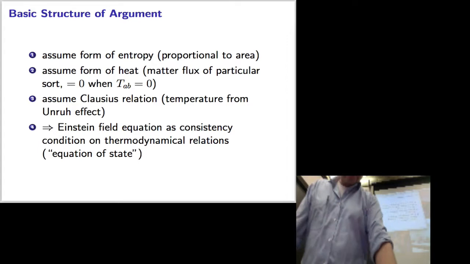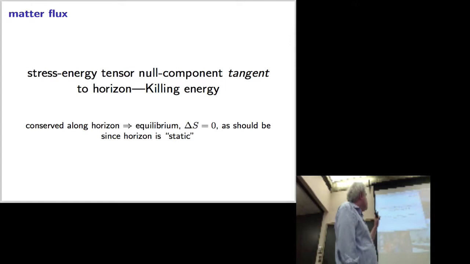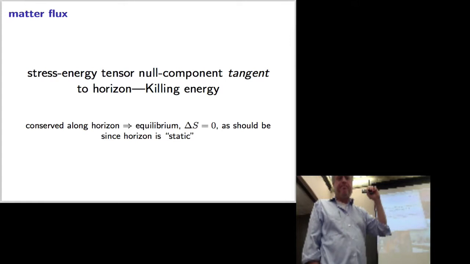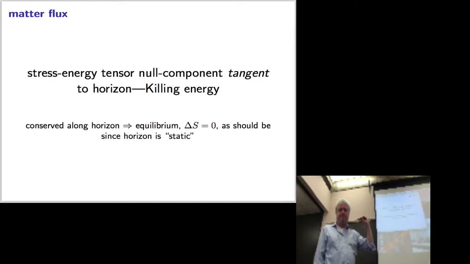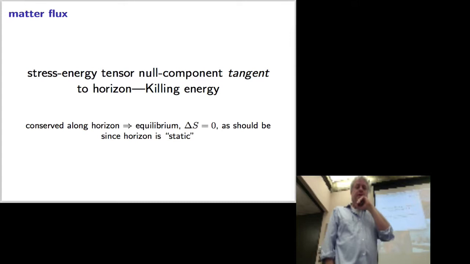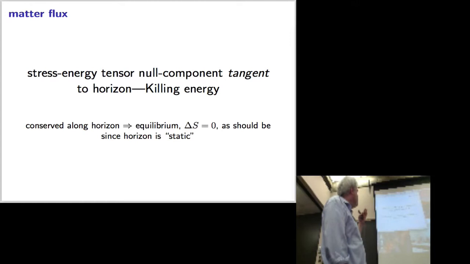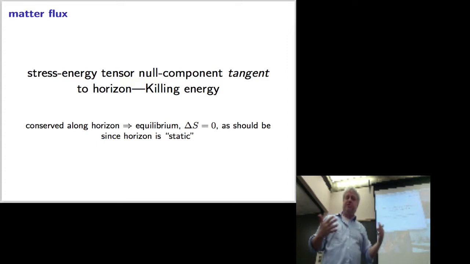The matter flux is the null component of the stress energy tensor tangent to the horizon. It's the Killing energy of the matter field, as measured along the null geodesics that generate the Rindler horizon. As Killing energy, it's conserved along the horizon. That characterizes the idea that the horizon is, in fact, essentially in a state of thermodynamical equilibrium. The change in entropy instantaneously is zero, as should be, since the horizon is, in some sense, static.